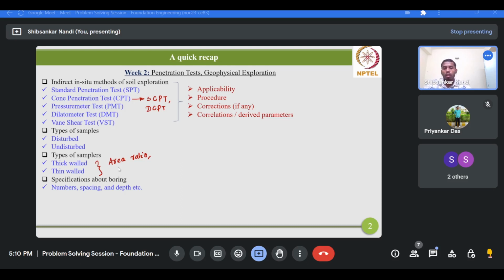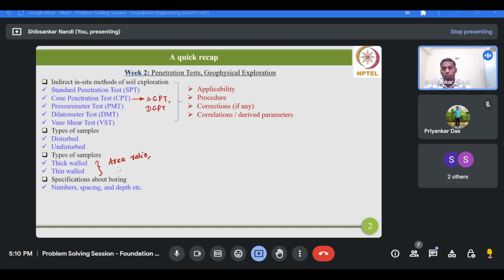For a project, first you should go for some geotechnical investigation or geotechnical exploration. Now when you deal with such aspects in real life, what should be the number of borings, what should be the spacing between two boreholes, and the depth of boring?